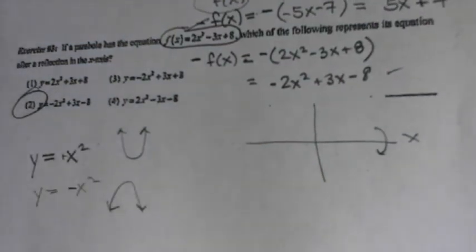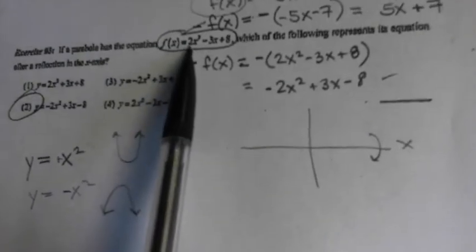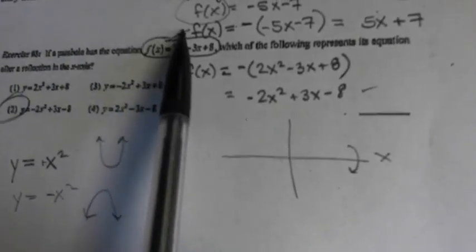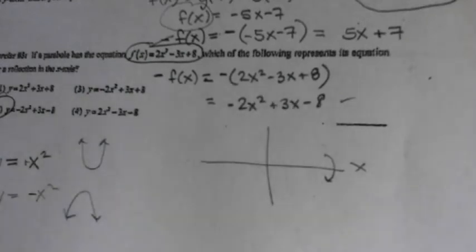I know you guys already know that. That is the way it is because of transformations. So if you look at this function, 2x squared, that would have opened up. We flipped it vertically. Now it opens down.